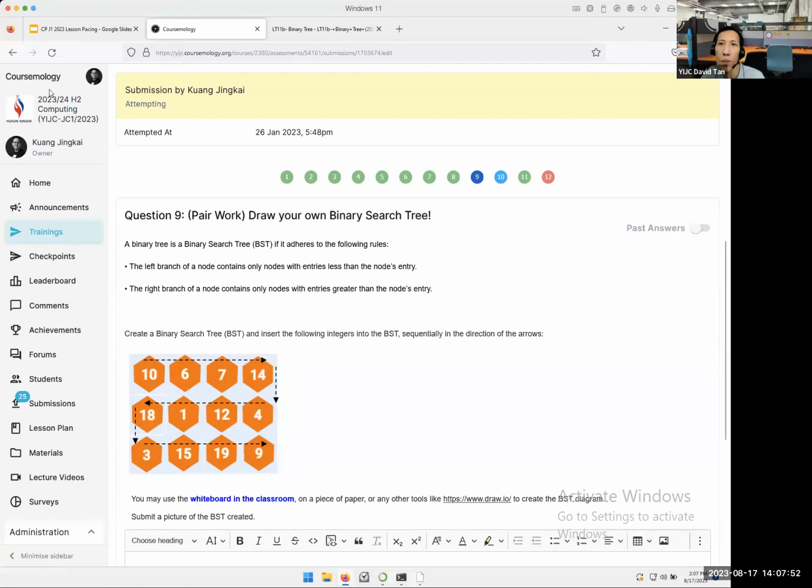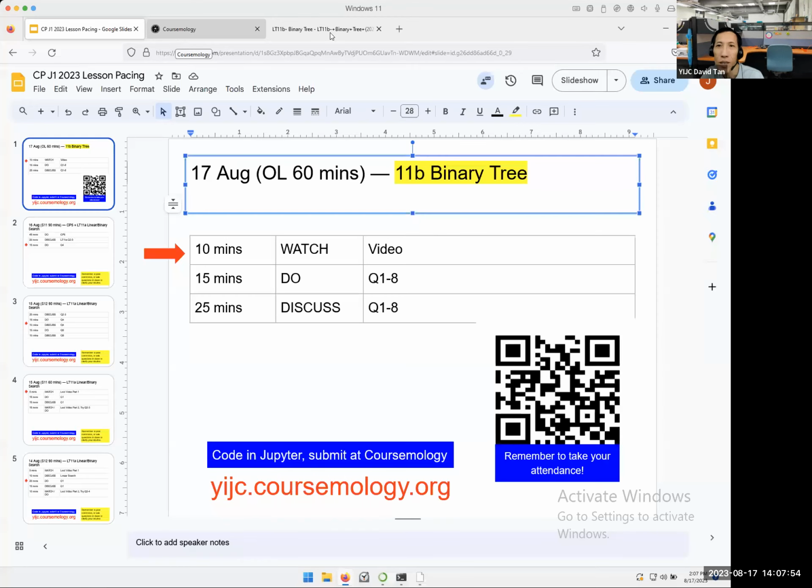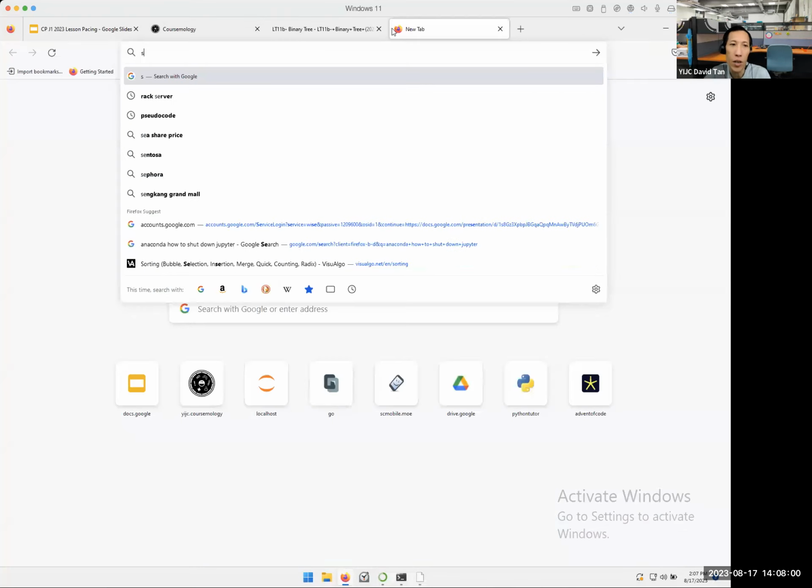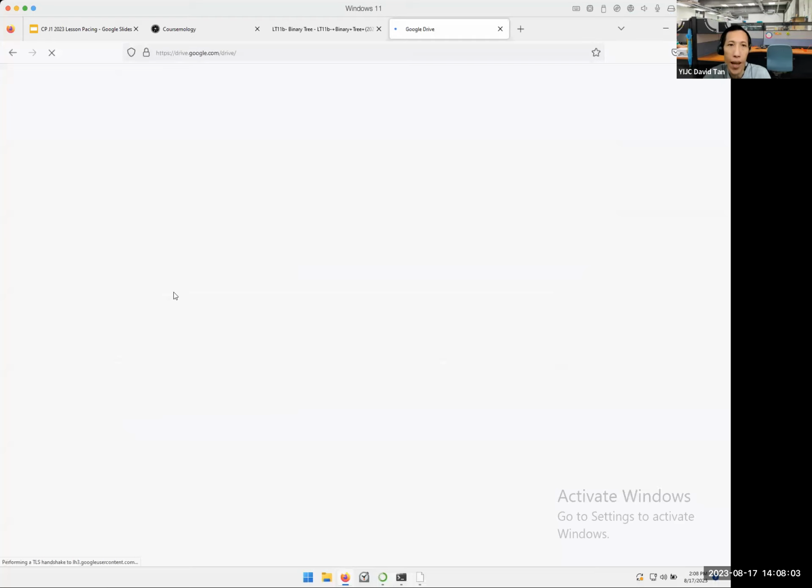Then tomorrow, when we see them in lesson, we get them to share the strategy for question 10. You know, how did they draw it? But can I explain about the activity itself?